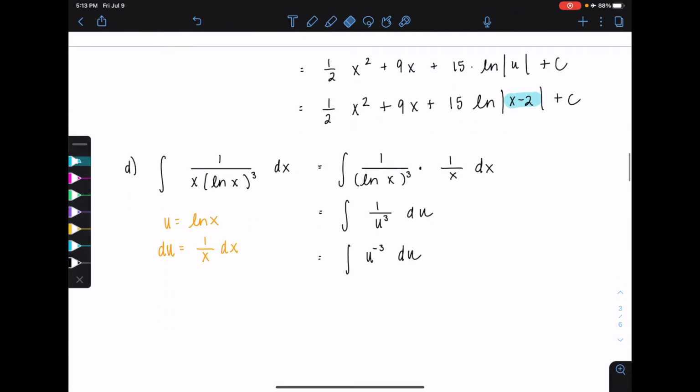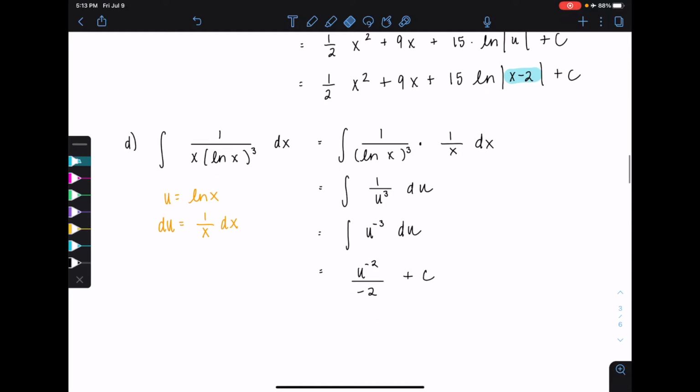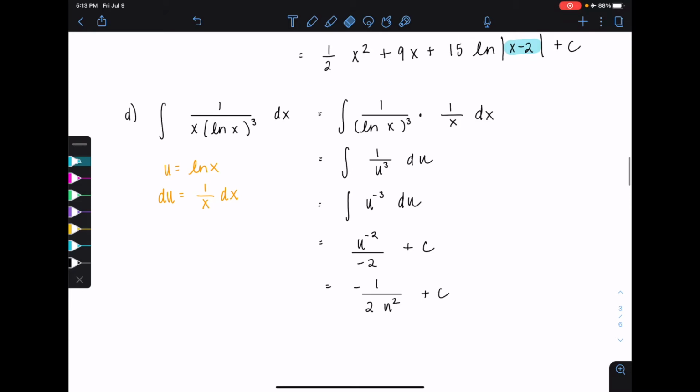To reverse our power rule, let's rewrite that as u to the negative 3. We bump that power up by 1, divide by the new power, add c. Rewriting that a tiny bit, u to the negative 2 becomes 1 over u squared. And then plugging in what our u is, we get negative 1 over 2 natural log of x squared plus c.